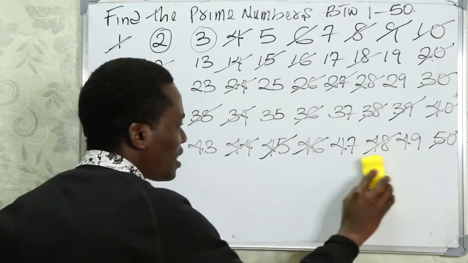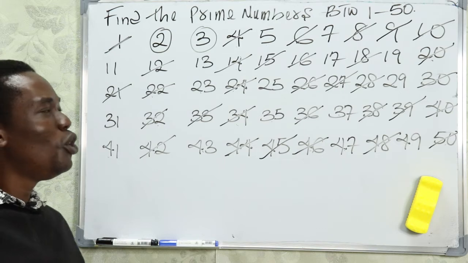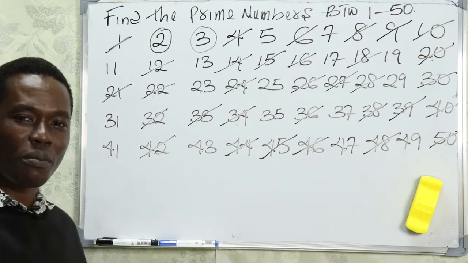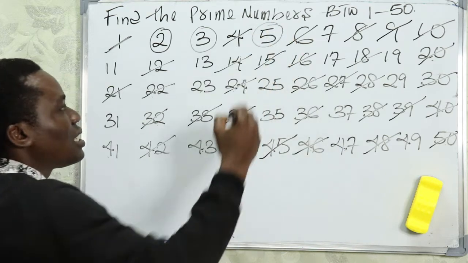The next step is to go ahead and look for the next number that you know is a prime number. And what is the next prime number? That is 5.